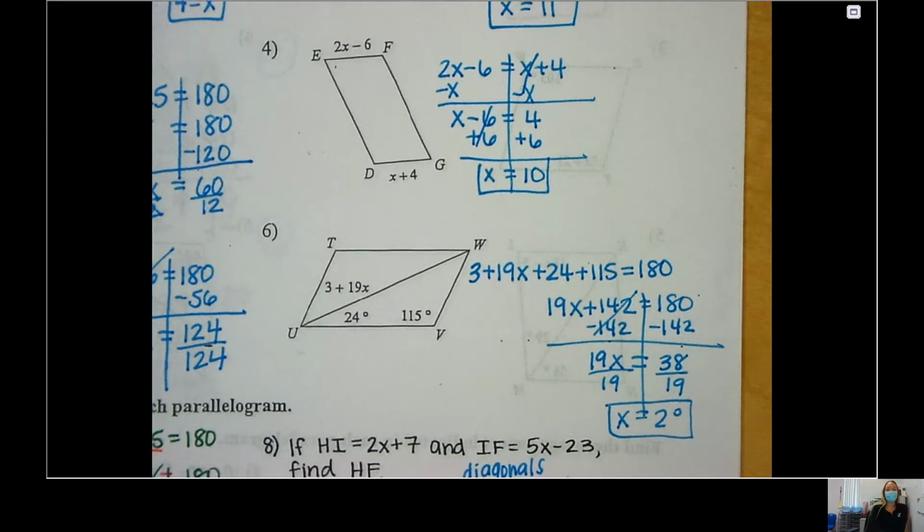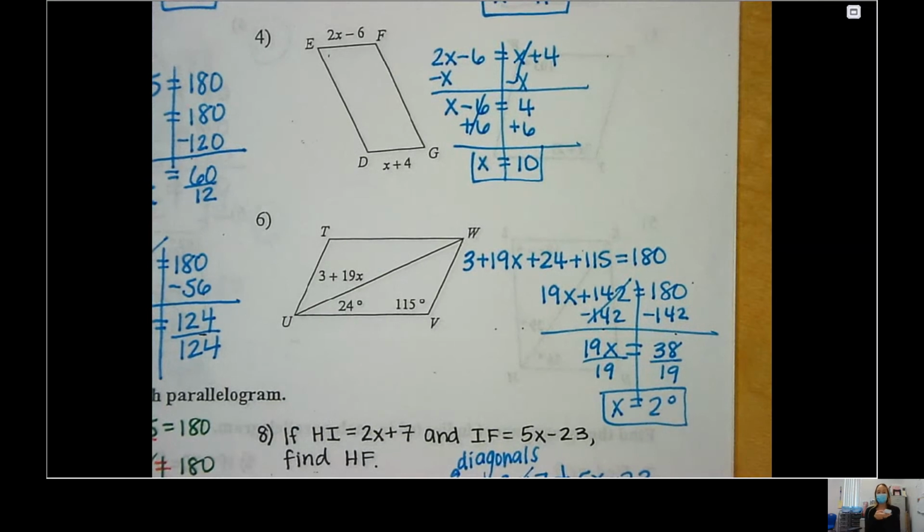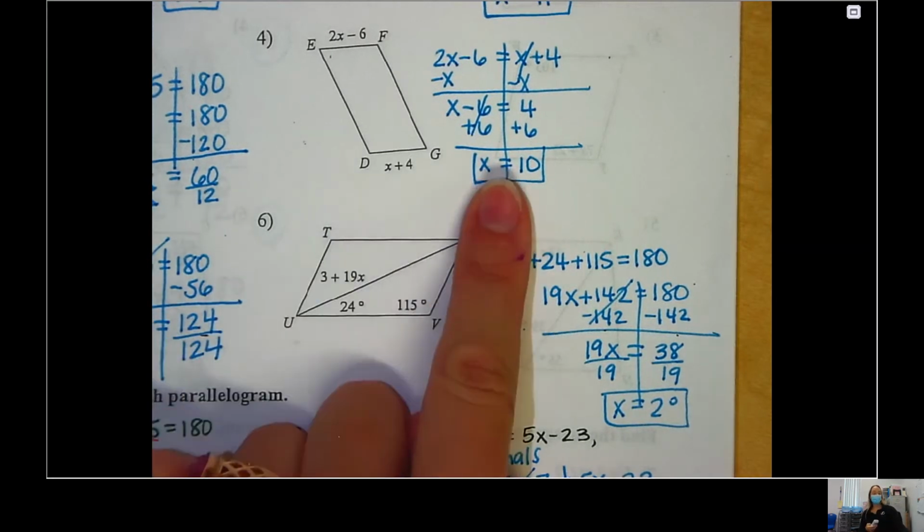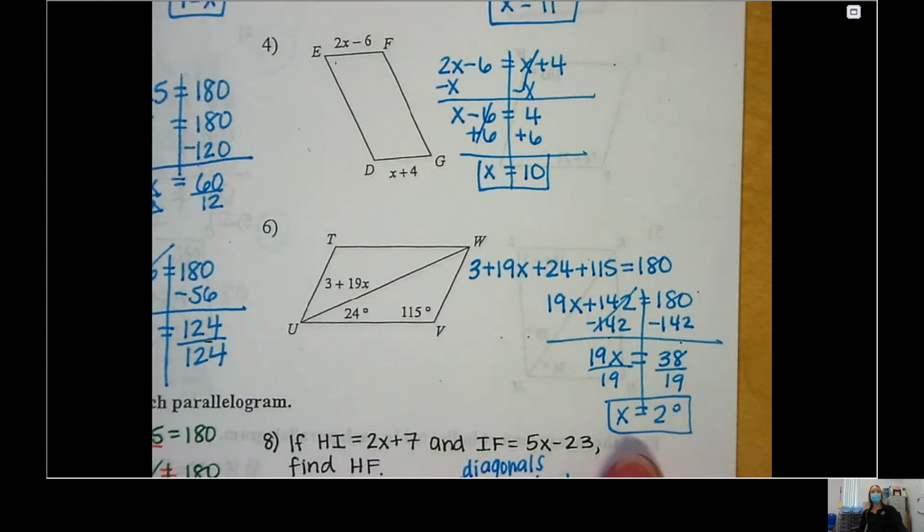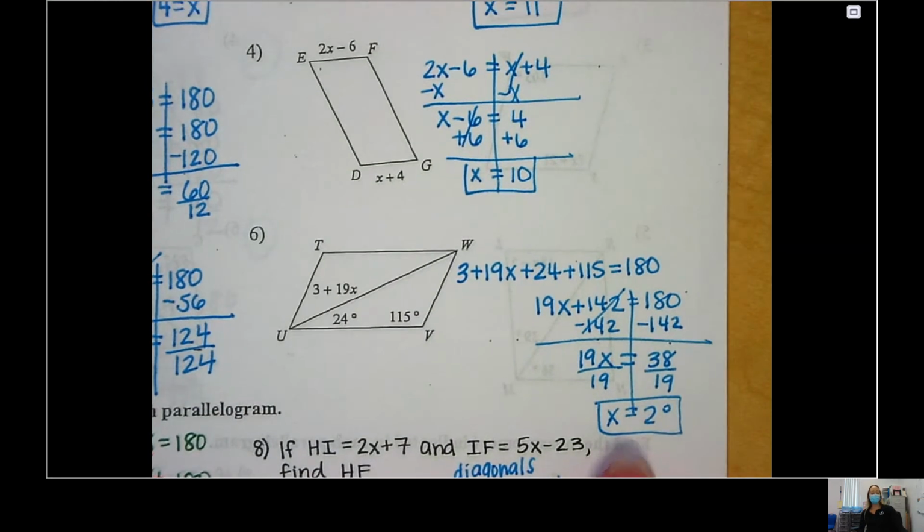Very good. All right, so you got x equals 10 for number 4 because they were across from each other, the same thing as Bobo. And then x equals 2 because they are next to each other, so we added them all up to be 180. Perfect.